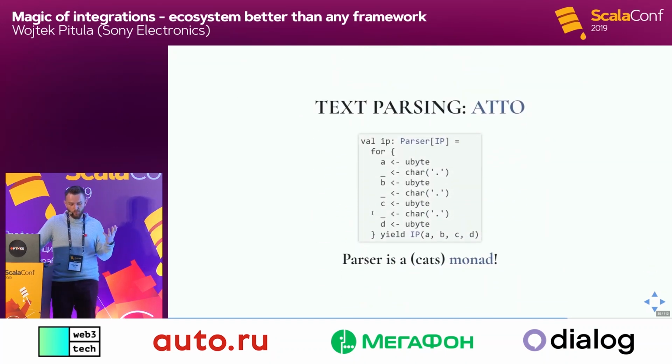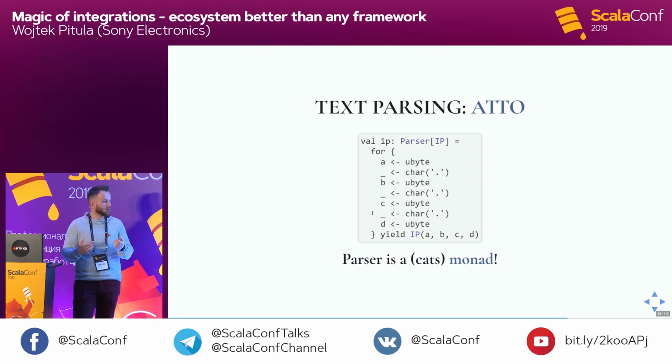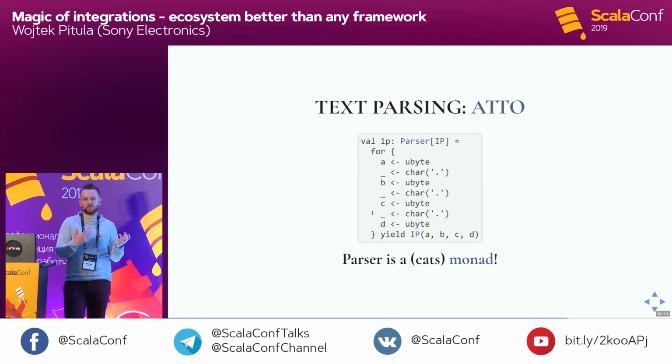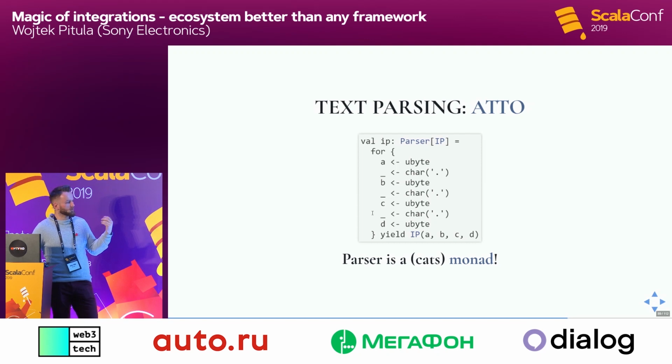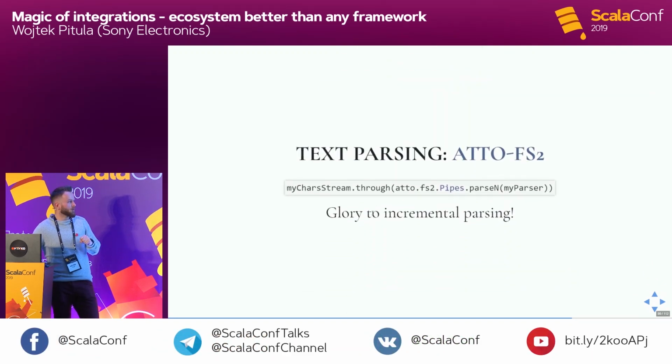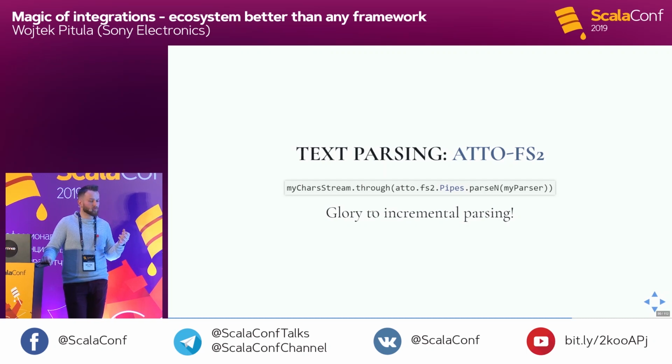Then maybe you want to parse something out of the body, like the content of the node or some other text. You can use Atto for that. Atto is a purely functional text parsing library. The first nice thing about Atto is that parsers are monads, so you can use them in for comprehensions. Each of those ubyte and char are just parsers. You compose them with flatMaps.